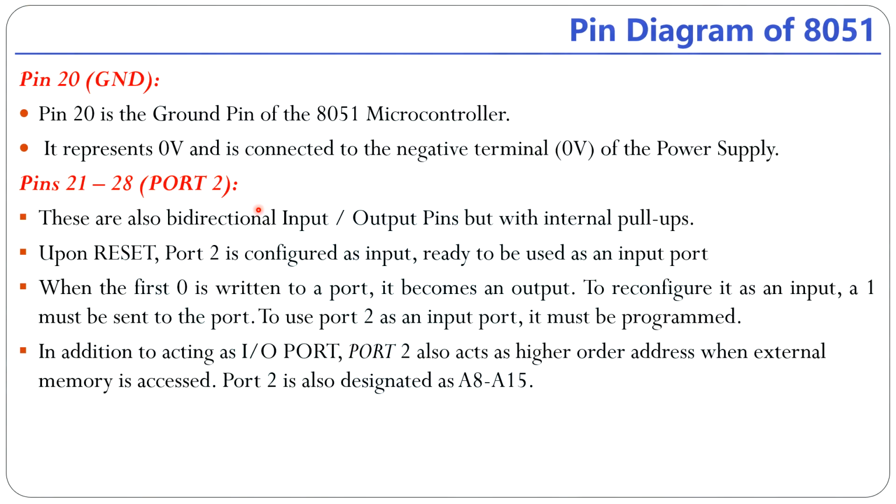Pin number 21 to 28 are connected with port P2, right? These are also bidirectional pins, input output pins, but with internal pull-up resistors. Upon reset, port 2 is configured as input, ready to be used as an input port. When a first 0 is written to a port, it becomes an output. To reconfigure it as an input, a 1 must be sent to the port. To use port 2 as an input port, it must be programmed. In addition to acting as input output port, port 2 also acts as the higher order address when external memory is accessed. Port 2 is also designated as A8 to A15. Remember, right?